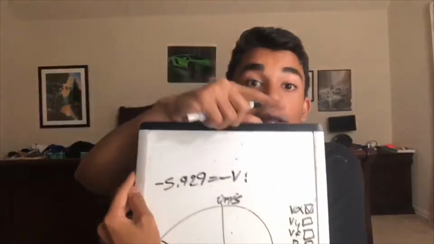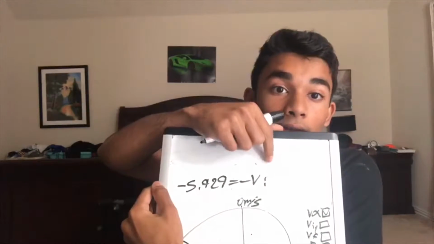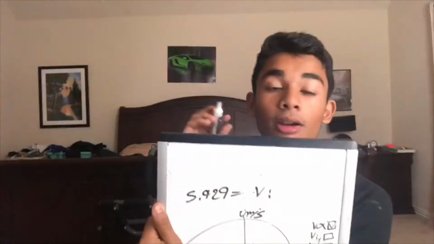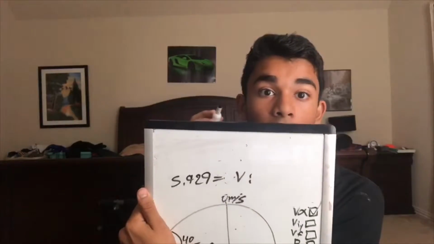But remember, we only need the initial velocity. We don't need the negative, so times both sides by -1. Take off the negative, so we will get the initial velocity for our projectile is 5.929 meters per second. We could find the final velocity by using the same formula as the initial velocity, which would be acceleration equals final velocity minus initial velocity over time.